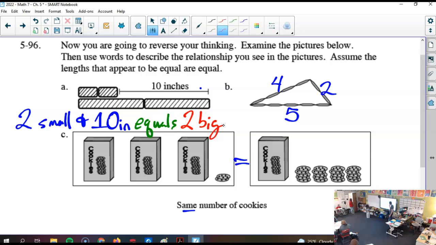Stop forgetting the units. So I don't know if we could actually solve that out right now. We might be able to guess some options or plug in some. But we don't know the length of either the small or the big.